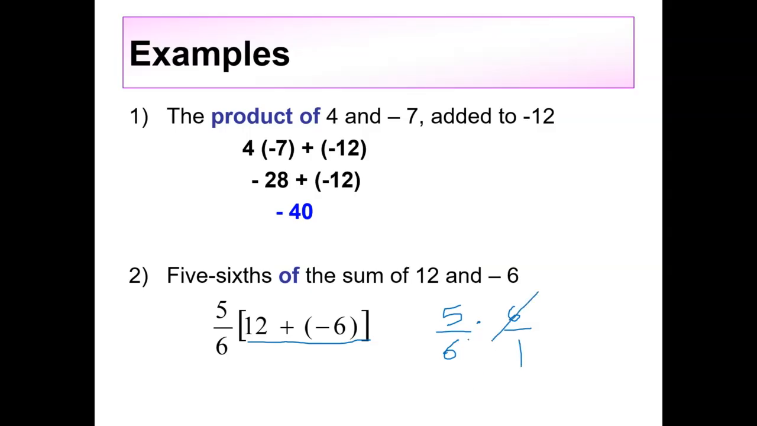You can reduce the 6 on the top and the bottom, and therefore your final answer will be 5. If you chose to multiply 5 times 6 first, in that case you will get 30 over 6. Well, 30 over 6 will also give you 5. I always choose to reduce first, but you can also choose to multiply and then reduce.